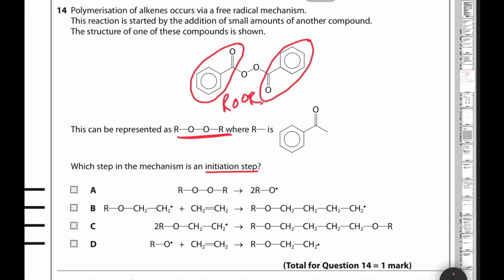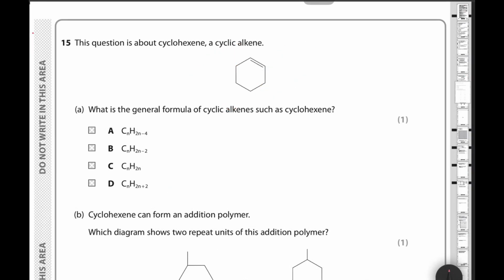So which step in the mechanism is the initiation step? You know, in initiation there is a homolytic fission through UV light and you get 2 free radicals, right? So A is going to be my answer. They're going to form 2 free radicals. Clear? Let's look at question number 15.